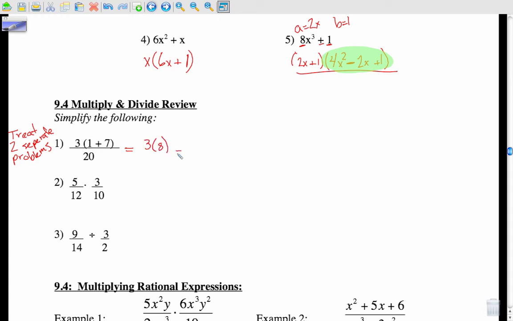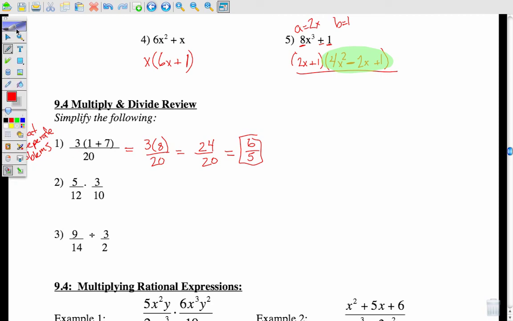Like, I'm going to go 1 plus 7 here, which should give me 3 times 8, and 3 times 8 is 24. And then I'm going to treat the bottom all by itself as one problem, and now I'm going to see what I can reduce. I can divide both of these by 4, so I get 6/5. So that is hint number one. If you have two things on the top and the bottom, treat them as two separate problems. Here's going to be my next hint.